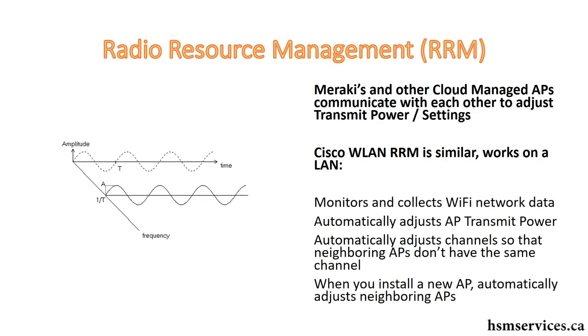Of course, you can also set up Cisco radio resource management, and it automatically adjusts access point powers and channels. It does that by collecting data from the access points on your network and then adjusting the power and the channels. And if you install a new access point on an existing network, then RRM will take all the data that it has and automatically configure a new access point, monitor it, and adjust the neighboring access points so they all work together.